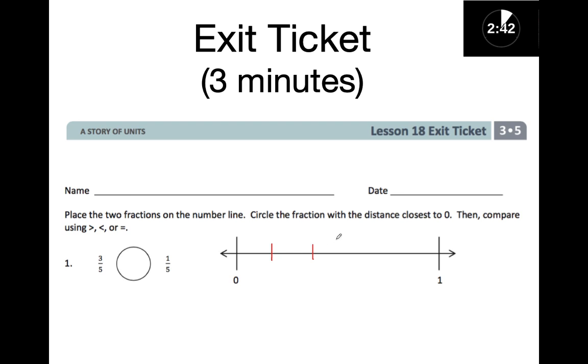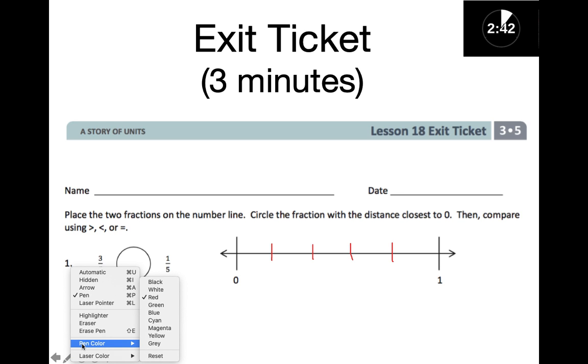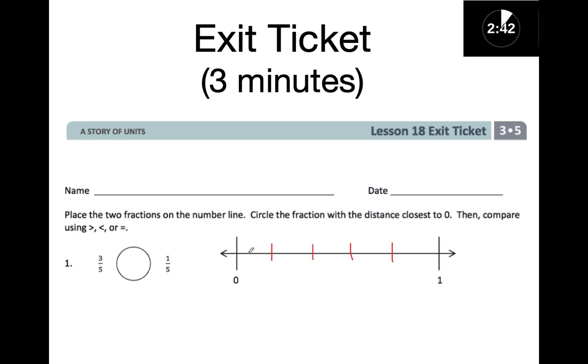So 1, 2, 3, 4, 5. Now, I am going to label my fractions. So we have 1/5, 2/5, 3/5, 4/5, and 5/5.